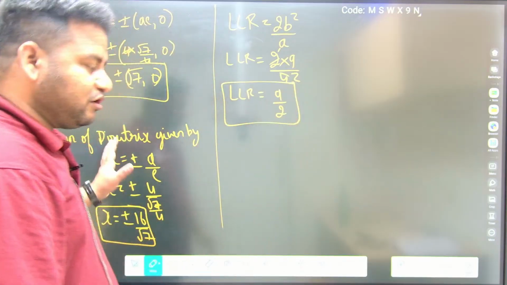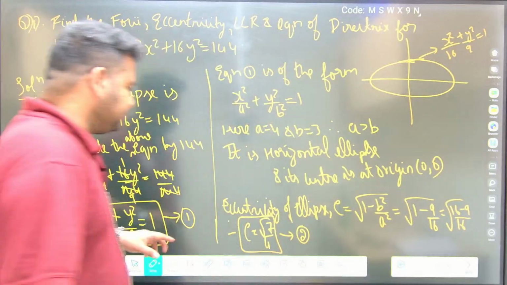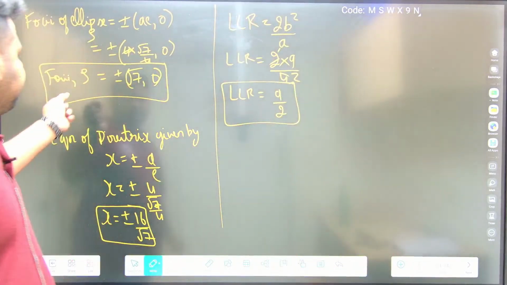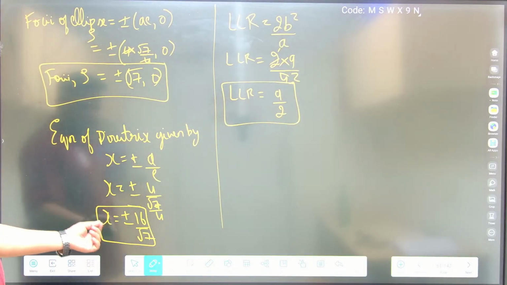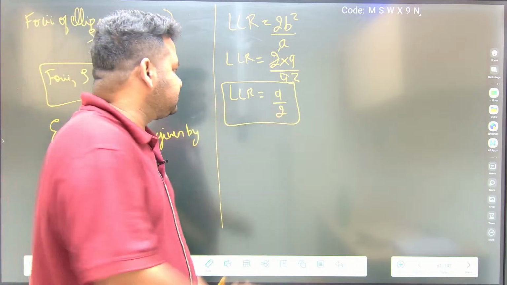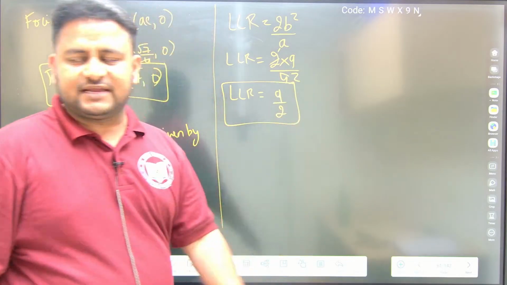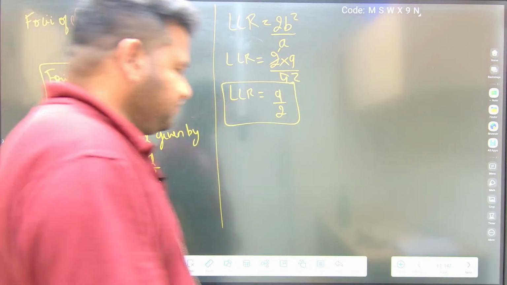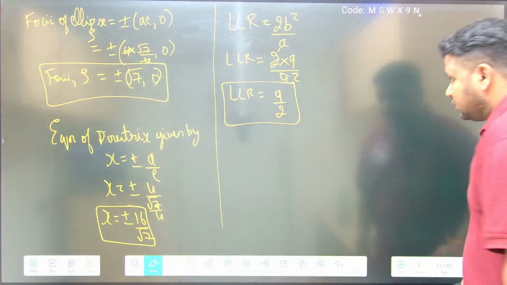So we got the value of eccentricity. We got the value of foci. Next we got the equation of the directrix, then the length of the latus rectum, that is 9 by 2. This is the way you have to solve this question. Clear? Fine. Let us move to the next question, friends.